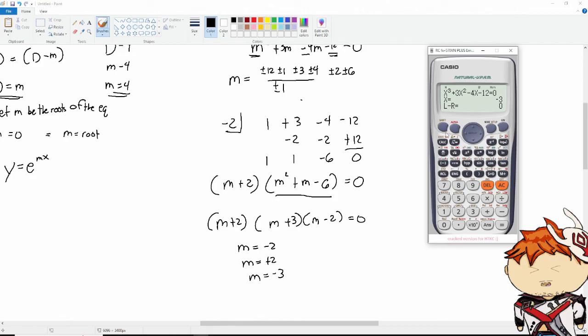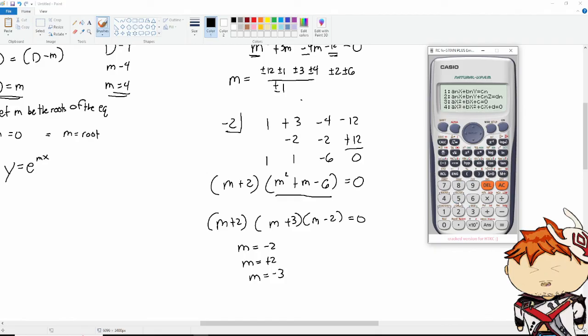Shift solve has one common flaw. Usually calculators will only give you one value, and it will give you the closest value to what you substitute for x. Let's say 1 million, the closest value for 1 million is 2, so it gives you 2. Let's say I substitute negative 9999999, the closest value is 3 or negative 3. So we are not able to solve for negative 2.